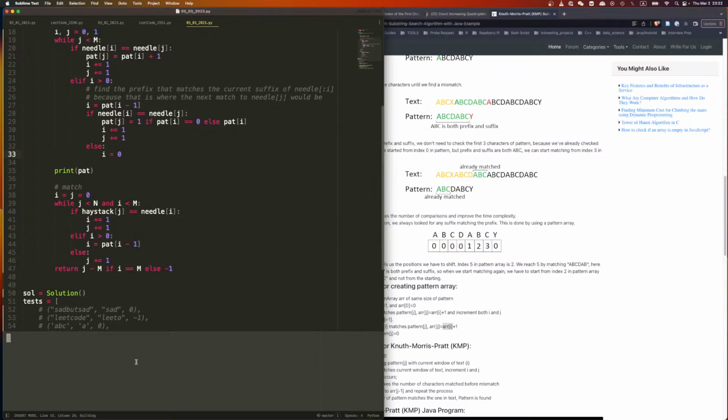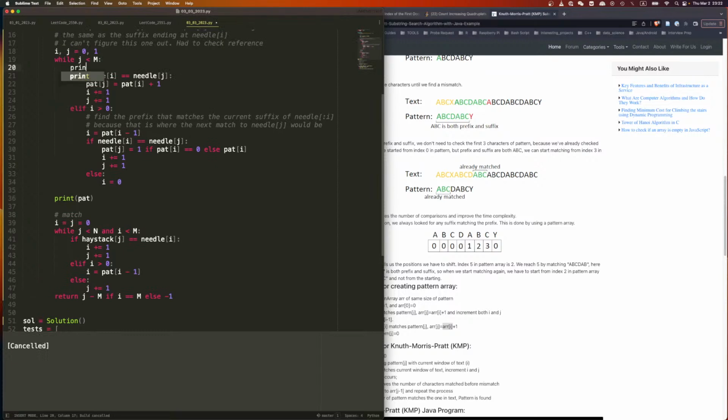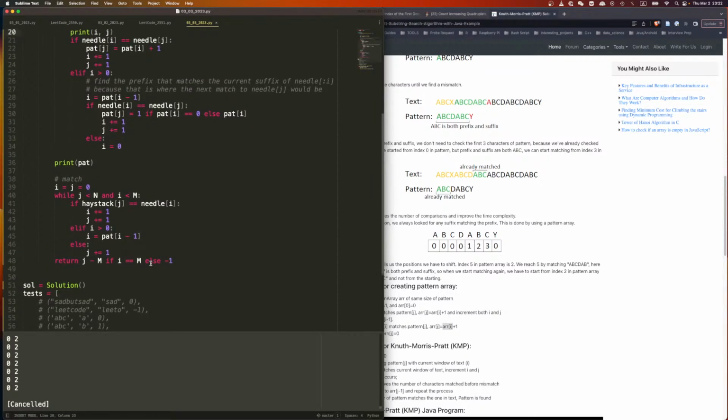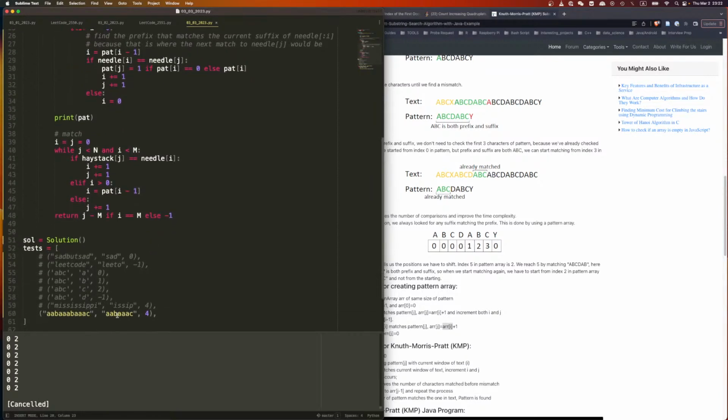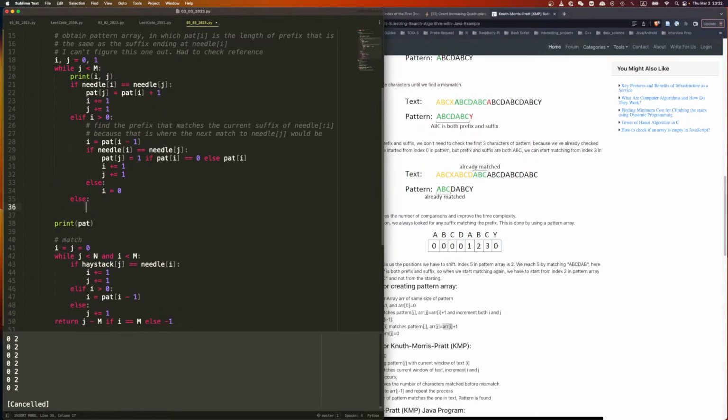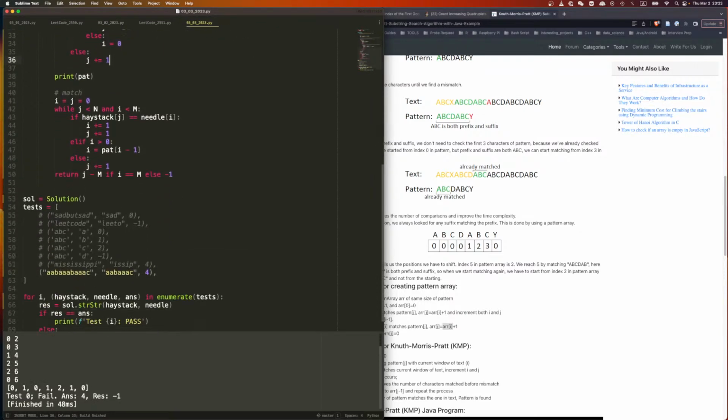Nope. What's wrong? 0 and 2. 0, 0, 0, 0, 1, 2. 0 and 2. They're not the same, right? These two are not the same. And oh, I is larger than 0. Oh, we don't have j plus equal 1. So it's else j plus equal 1. I guess still not right.